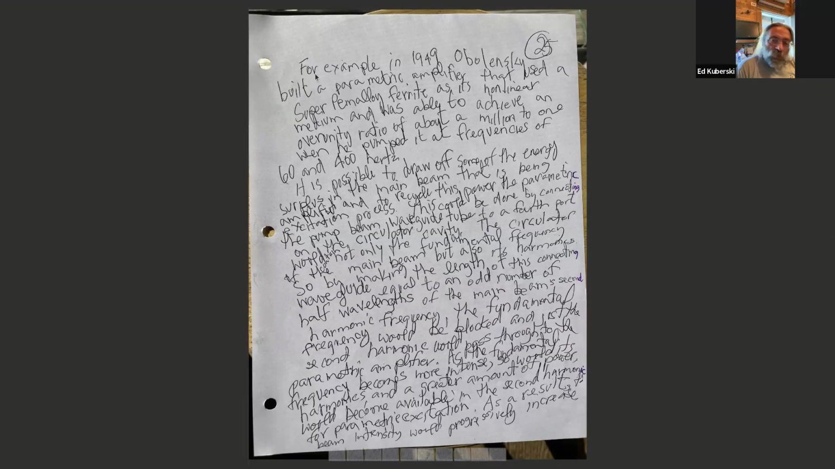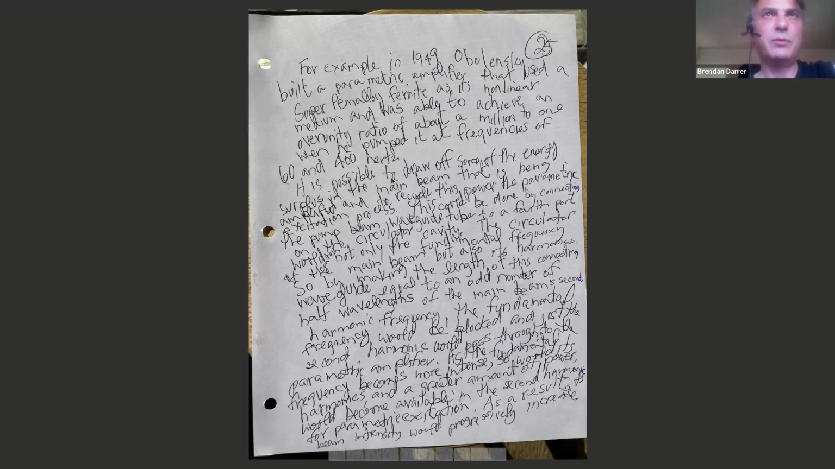Last page. Okay, for example, in 1949, Obolensky built a parametric amplifier that used a super Permalloy ferrite as its nonlinear medium, and was able to achieve an over unity ratio of about 1,000,000 to 1 when he pumped it at frequencies of 60 to 400 hertz.